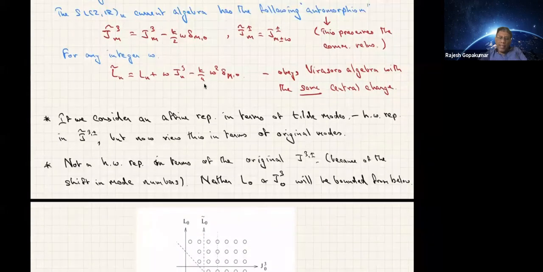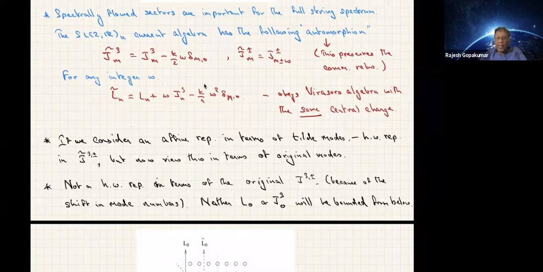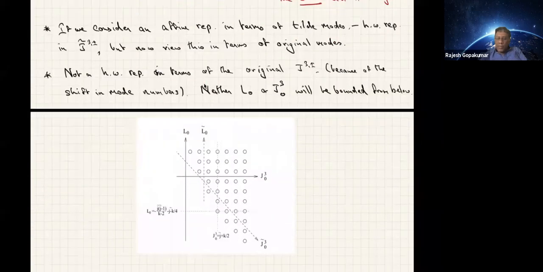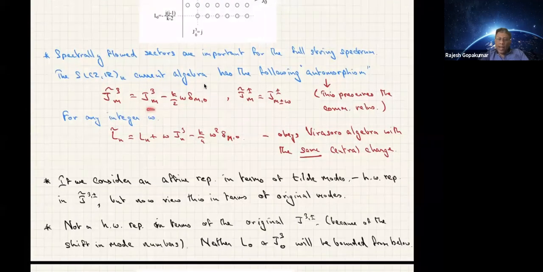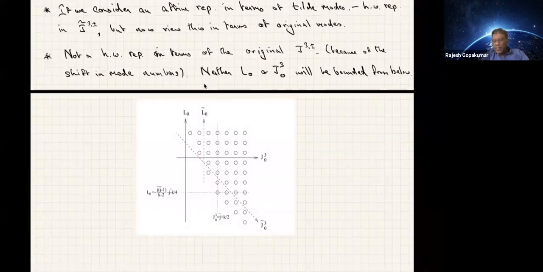It's slanted because the L tildes are related to the Ls by this thing which is a linear combination of L and J. So now, if you interpret L0 tilde in terms of the L0 and the J30, then the states look like this. Because this is tilted from below, you see J30 tilde was something that went like this, but the original J30 can be as negative as you want, because there are these shifts, and so things just can go below. And similarly, in terms of the original L0, that is also not bounded from below.